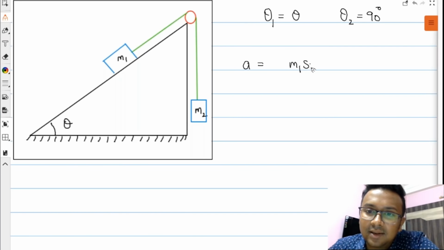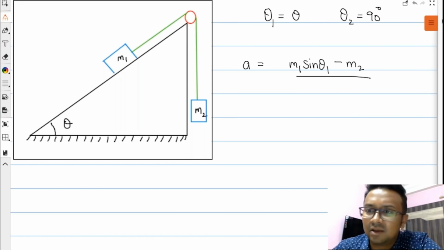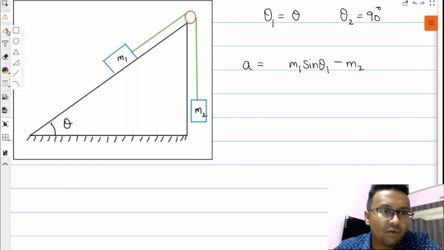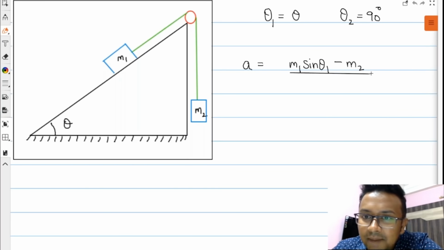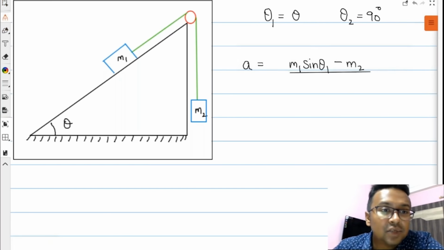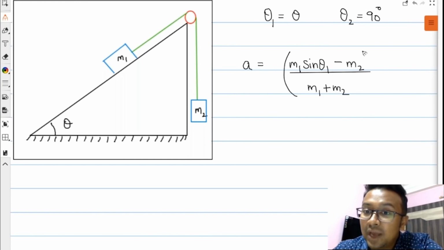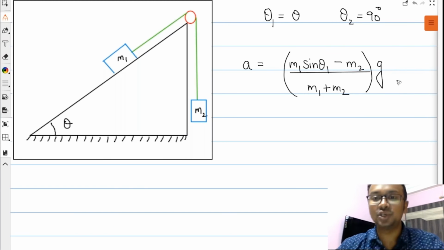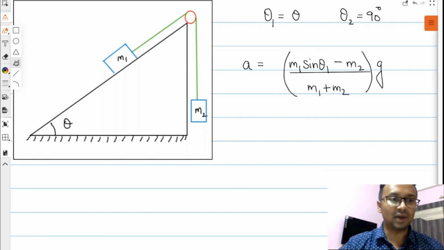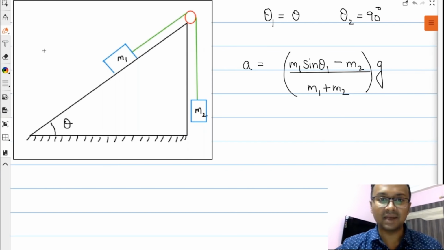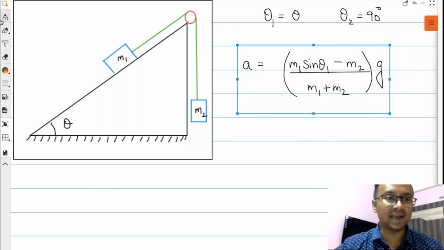m1 sine theta 1 minus m2 divided by, that line looks pretty awful. Let me get a better one. Okay, so here in the denominator, life stays still the same, m1 plus m2, and all of it multiplied by g, my dear students.